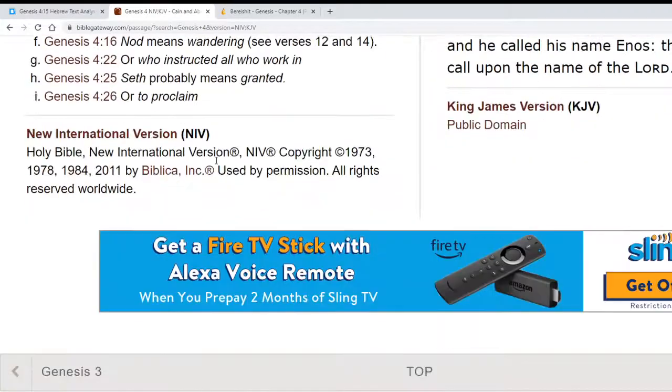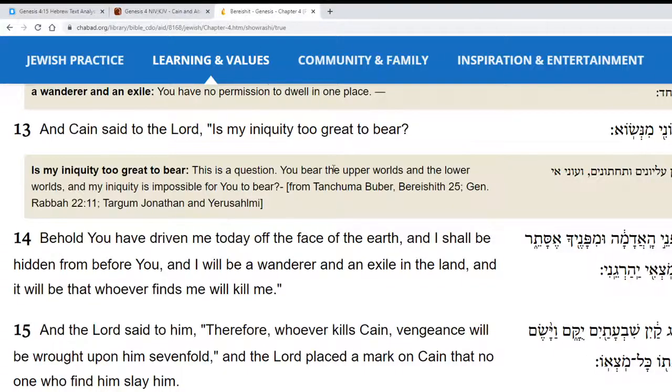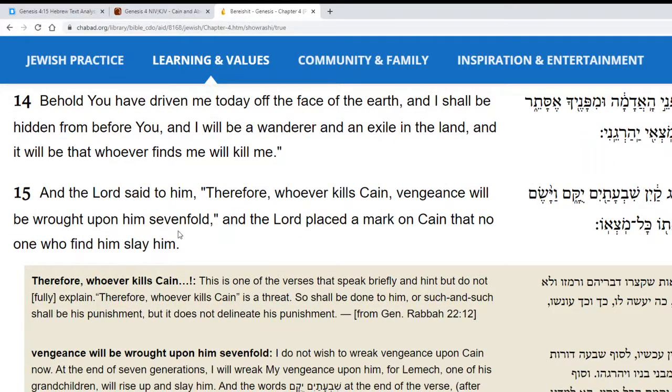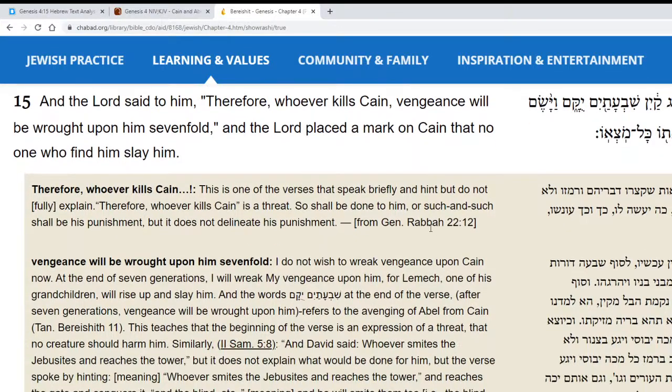Right? So let's see what the note says. So again, this is Septuagint, Vulgate, and Syriac. The Hebrew is very well. So not so, but so. They're basing it on them. Chabad: and the Lord said to him, therefore, whoever kills Cain, vengeance will be wrought upon him sevenfold. And the Lord placed a mark on Cain that no one who finds him slay him. Okay?